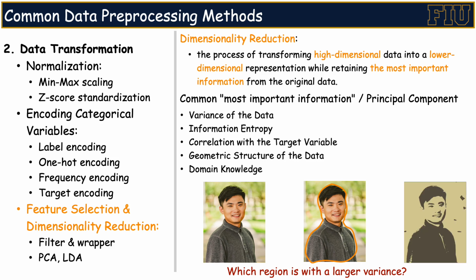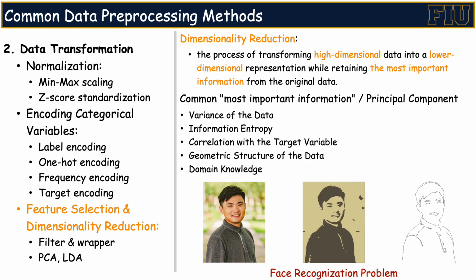If we compress the photo's dimensionality to an extreme, keeping only two colors, we end up with the image on the far right. Even though this image has lost a lot of specific details about me, like my hair color and skin tone, it can still be used to train a model to recognize me. That's because it still preserves regions with high variance, such as the shapes of my facial features.